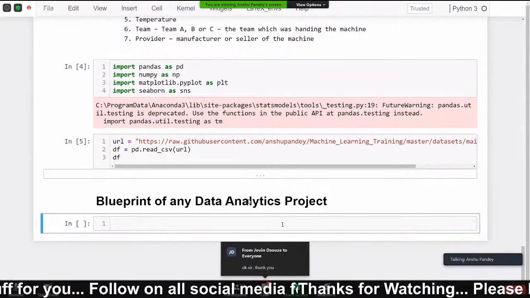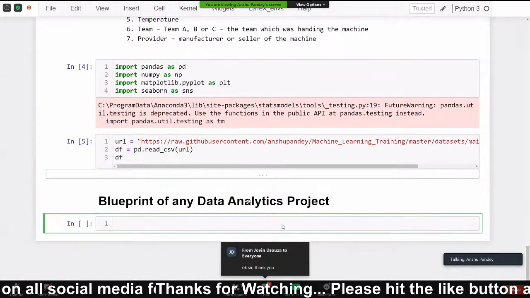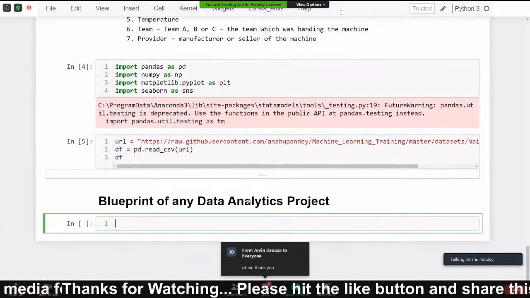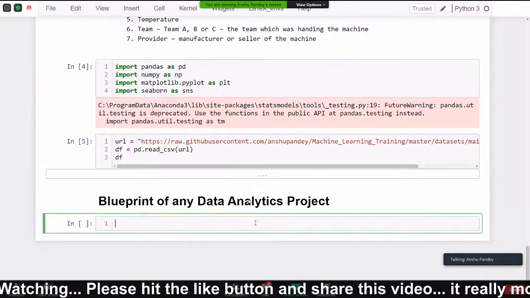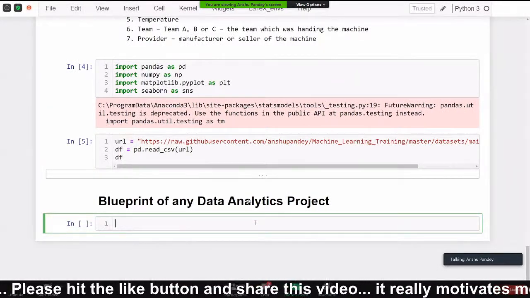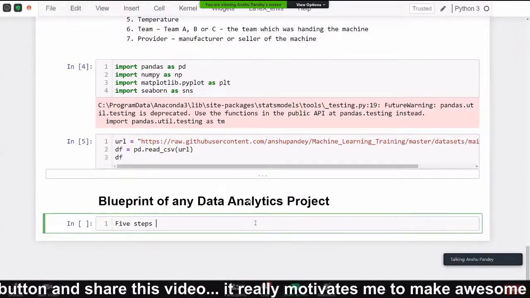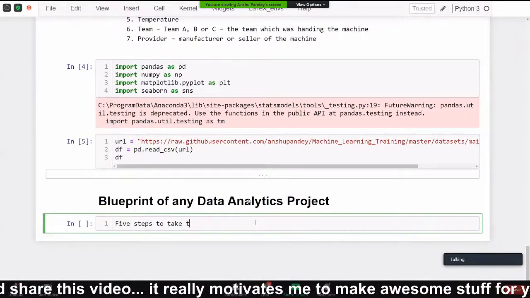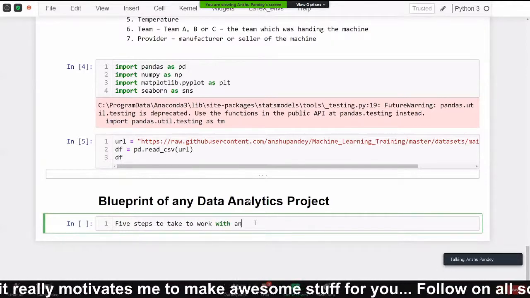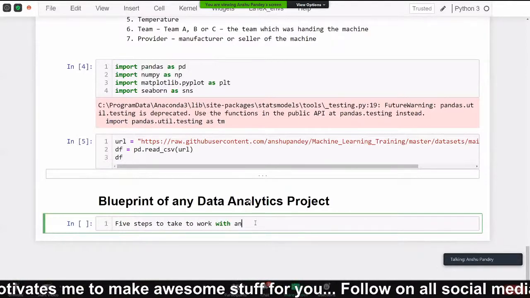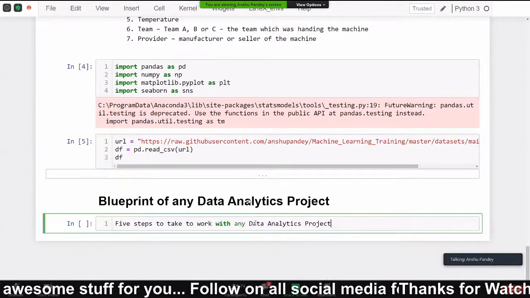So here we go, everyone, and let's look at the blueprint of any standard data analytics project: how it should be structured and how we should approach it. We're going to split this into 5 simple steps to take to work with any data analytics project. So what are the 5 steps?